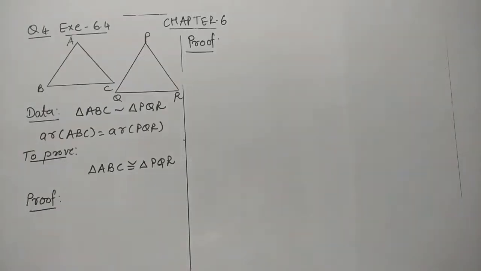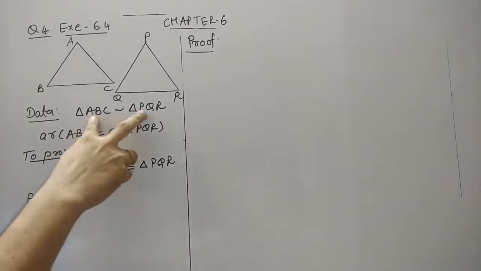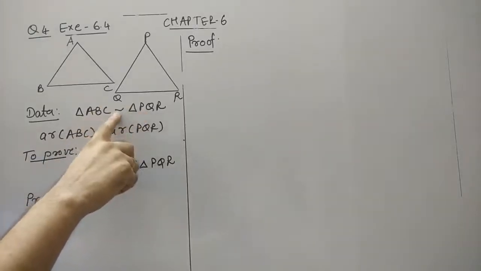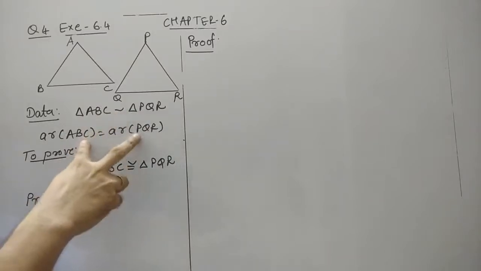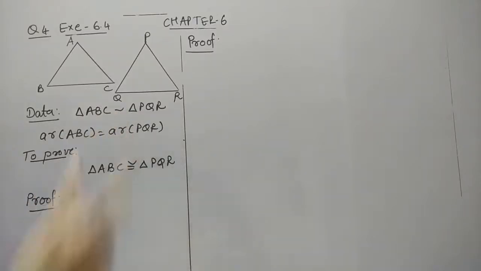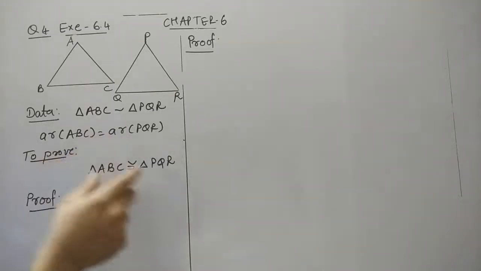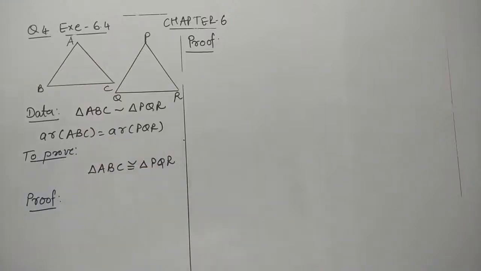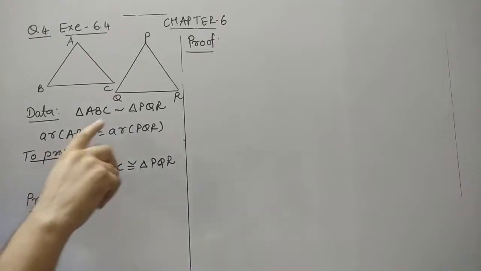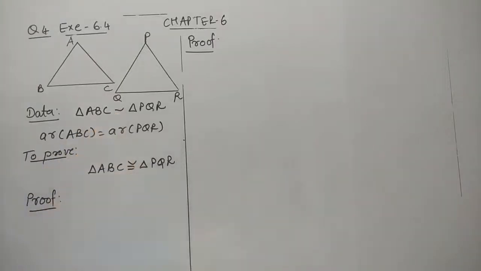Let us continue with the next question, number 4. It is given that there are two triangles which are similar and their areas are equal. So it is mentioned in the question, if the areas of two similar triangles are the same, we have to prove that they are congruent triangles. We have already understood the meaning of similarity and congruence: similar triangles and congruent triangles.